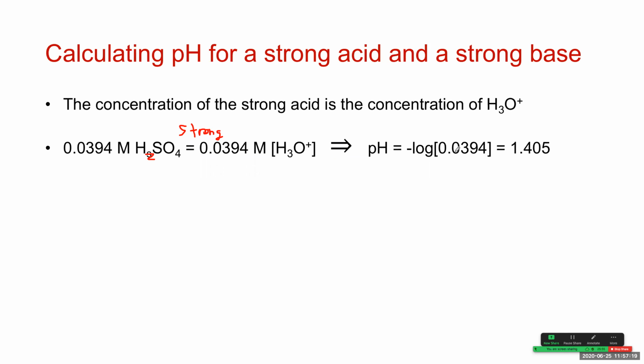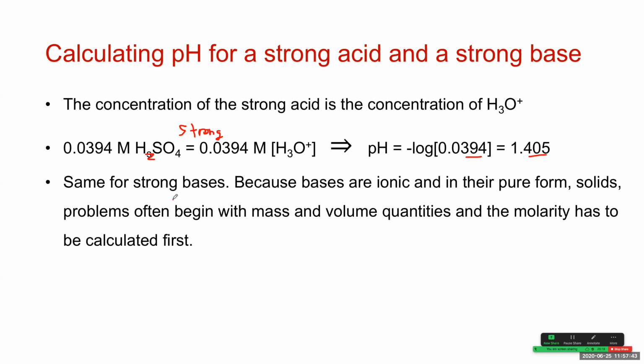So the pH is minus the log of 0.0394, which comes out to be 1.405. I use the sig fig rule for logs. We have 3 sig figs in our concentration, so we add 3 decimal places in our pH.